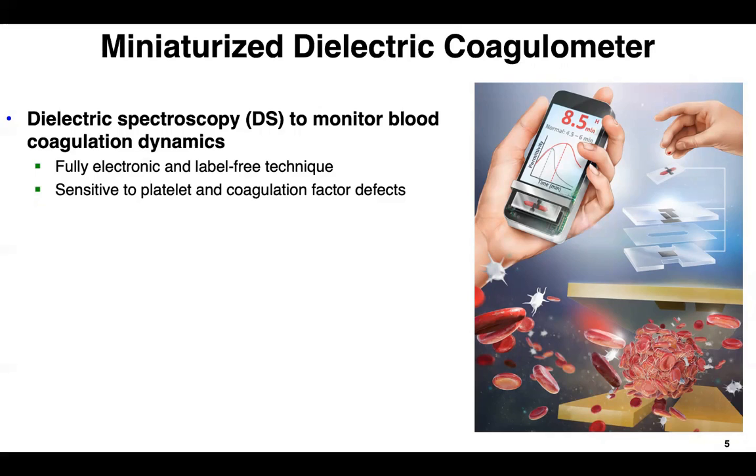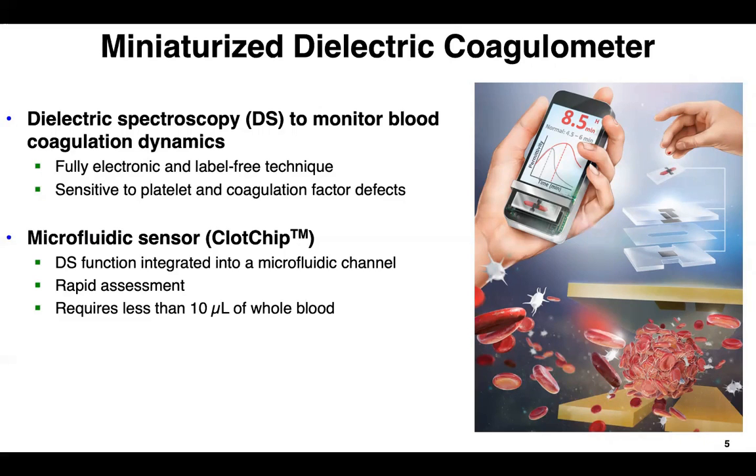and coagulation factors. So we came up with this microfluidic sensor termed the ClotChip, which has the dielectric spectroscopy function integrated into a microfluidic channel to form a low-cost, one-time use disposable cartridge that uses less than 10 microliters of whole blood, which is the volume of blood available using a finger prick, and gives us a rapid assessment of patient hemostatic profile.